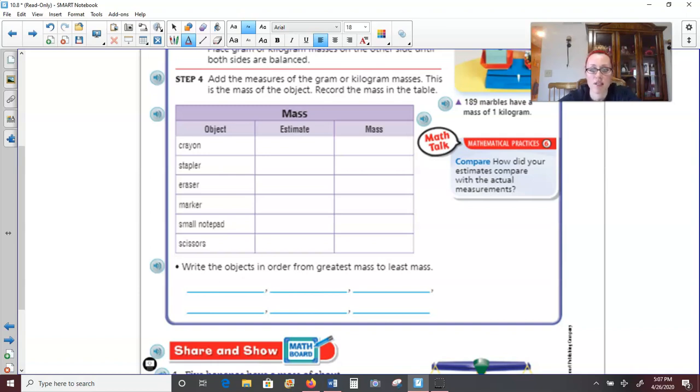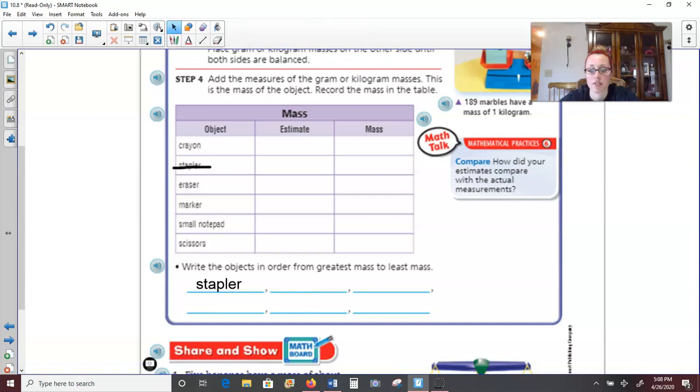Okay, so which of these items do you think is going to have the greatest mass? I'm thinking out of all of these, actually a stapler, simply because staplers typically have sand down in the bottom of them to kind of weigh them down a little bit more. After the stapler, let's cross off stapler. What do you think would be the next heaviest item? Crayon, eraser, a marker, small notepad, or scissors?